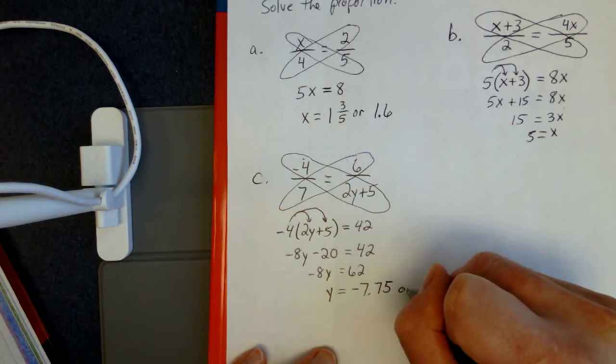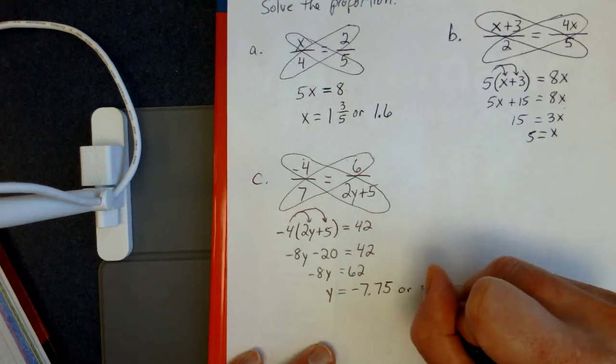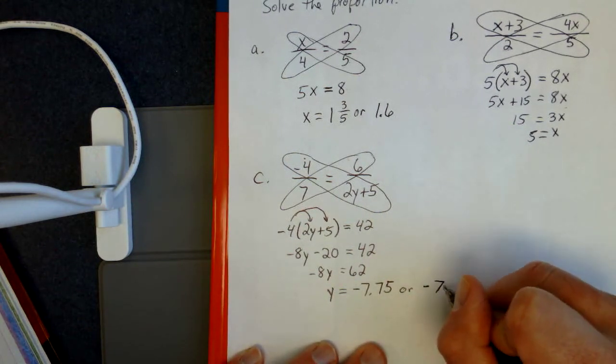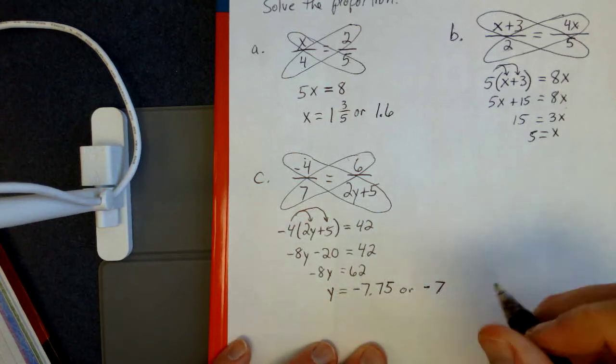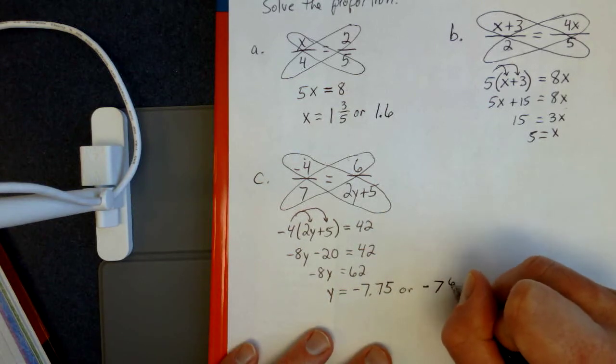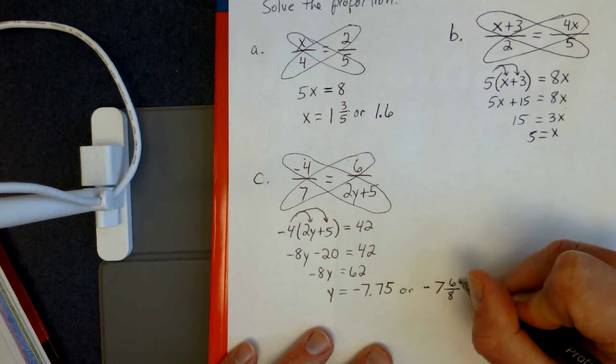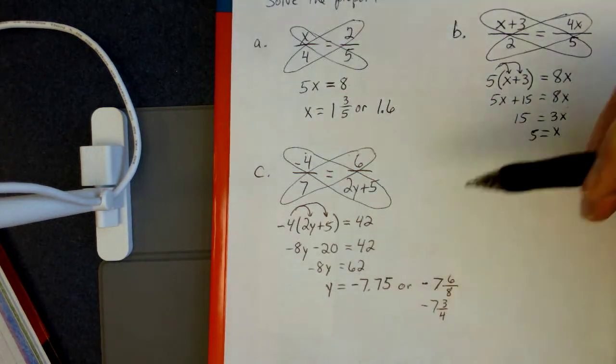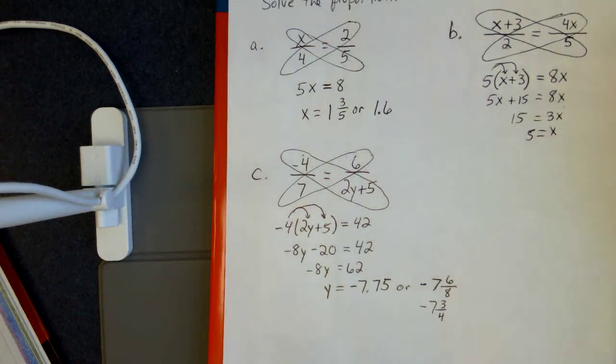Or again, you could do that as a fraction. It's going to be negative. 8 would go into 62 7 times, which is 56. If you subtract 56 from 62, you'd have 6 left over. 6/8 would reduce to 3/4. So again, you can have either decimal or a fraction. Either way is fine for your answer.